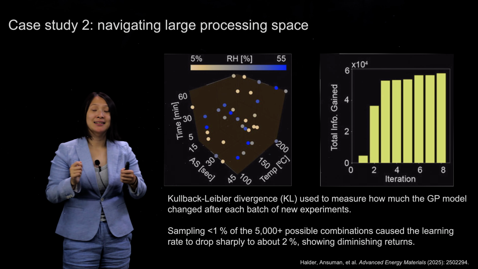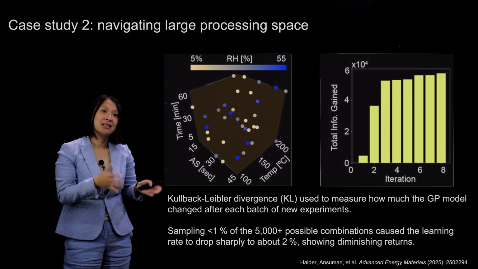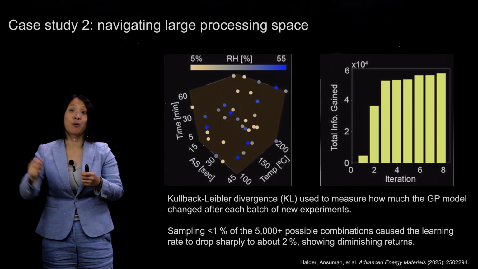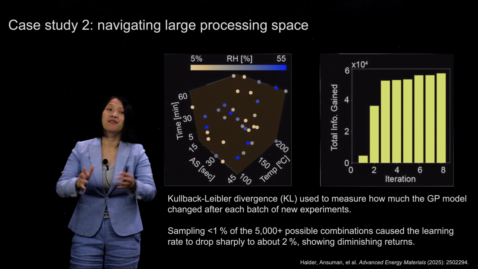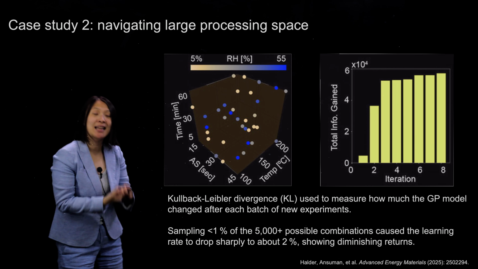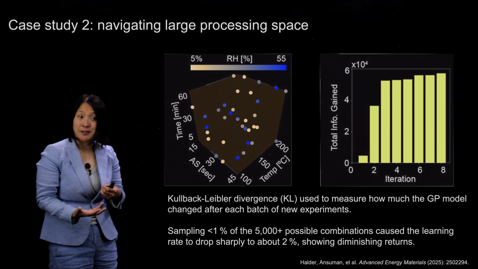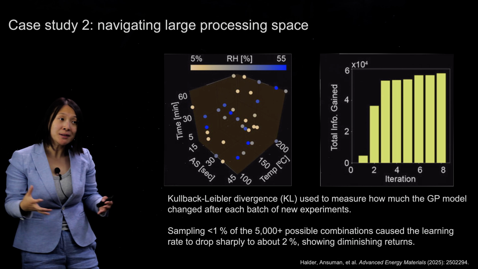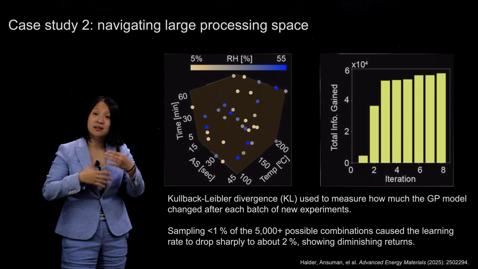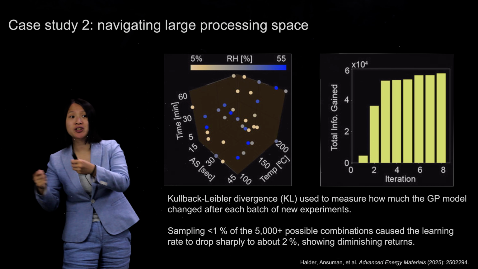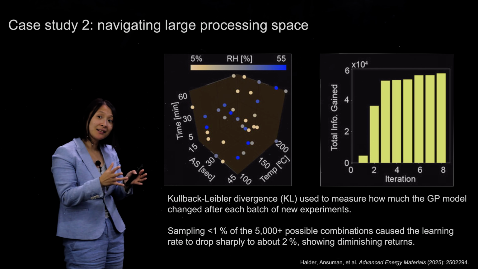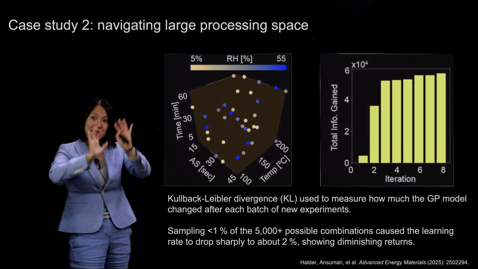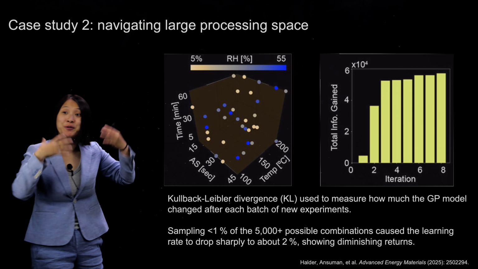What is interesting is that in this study, our stopping criterion is not when we find our global minimum or global maximum within this parameter space. Instead, we use the KL divergence, which is a measure of how much our Gaussian process regression model is changing after each batch of new experiments. So the idea of this study is to learn the process parameter and film quality relationship.